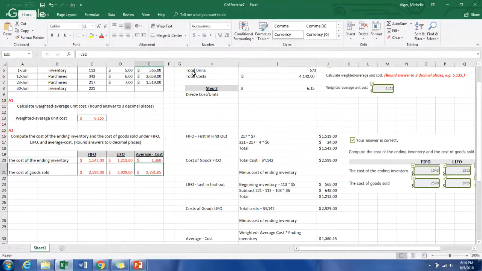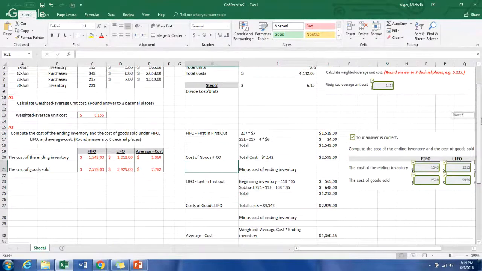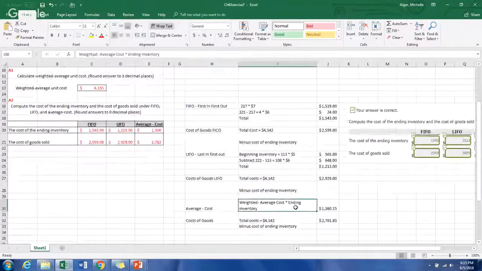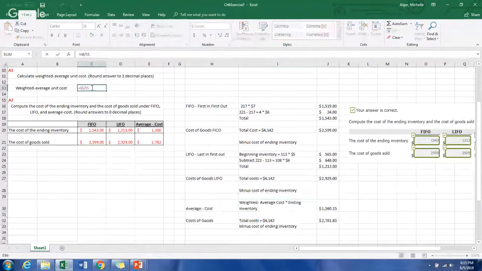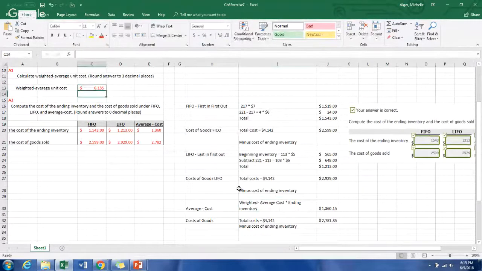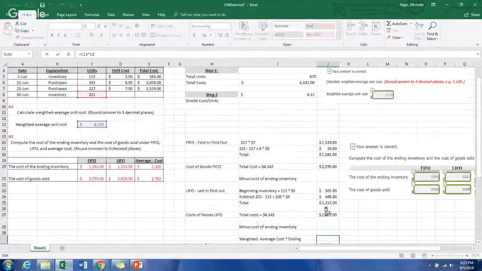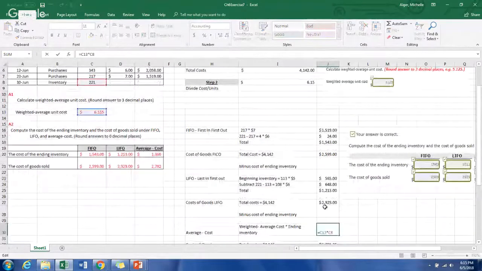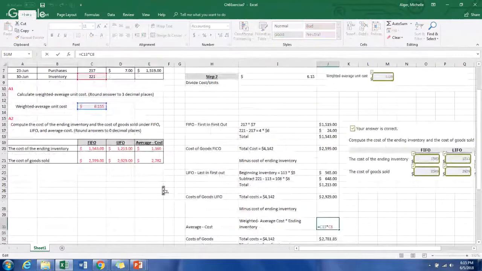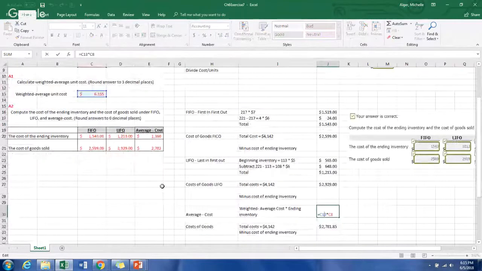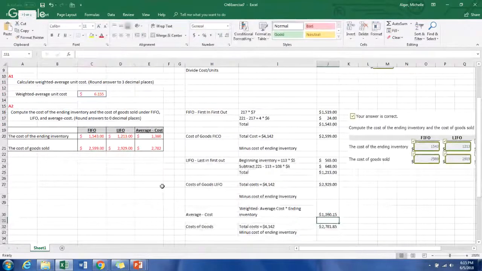So now we're going to do our average cost ending inventory. And you are taking your answer from the weighted average cost right up here of 6.155, and you're going to times that by your ending inventory. So we know our ending inventory was 221 units. So you're going to do 6.155 times 221, and you come up with 1360.